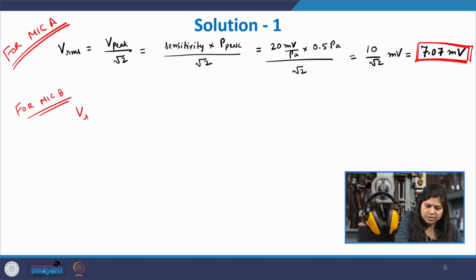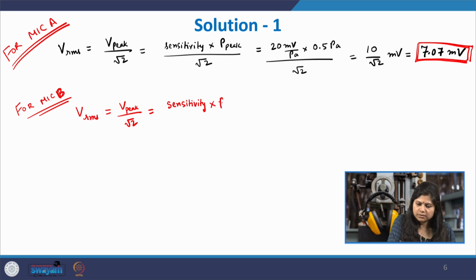The VRMS produced would be, because it is a pure tone wave, the pure tone wave generates a corresponding sinusoidal voltage signal. So, it would be the peak voltage by root 2, and the peak voltage can be obtained directly from the peak pressure by multiplying it with the sensitivity of this microphone B, and the peak value is given to us as 0.5. So, here the sensitivity is reducing by half.